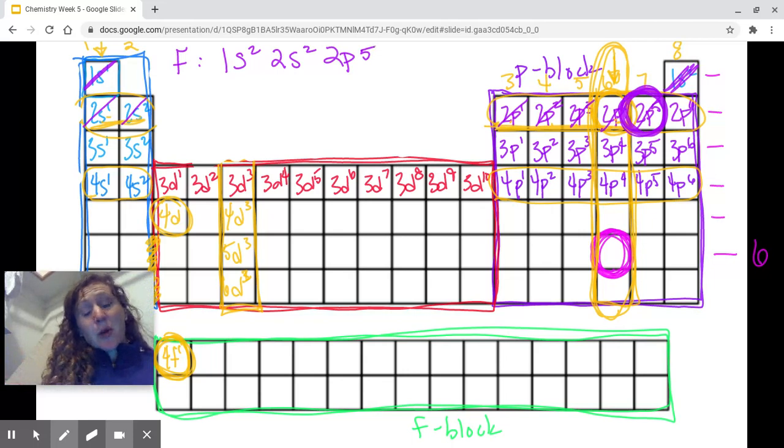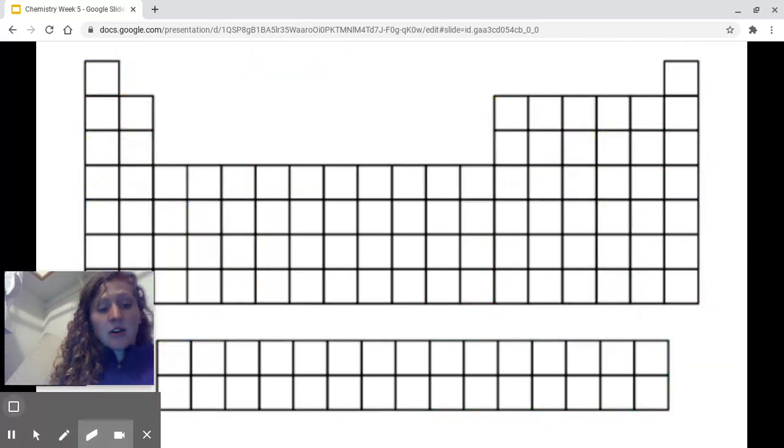So I just wrote an electron configuration by reading from left to right, top to bottom on the periodic table. Let me show you another one. I'm going to show you zinc. So zinc is right here on the periodic table. But instead of using the periodic table with all of this written in it, I'm just going to use a blank periodic table. So I'm going to delete all of this.